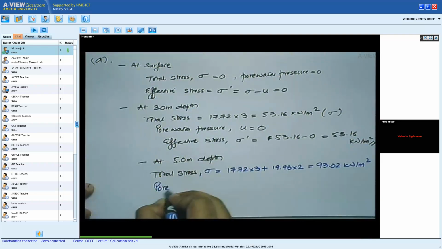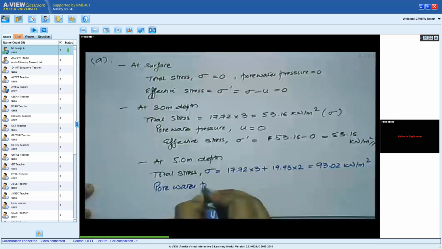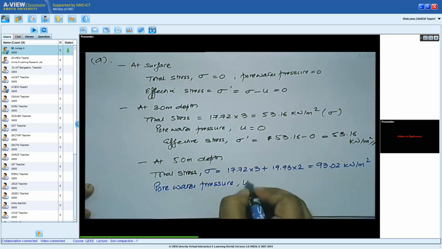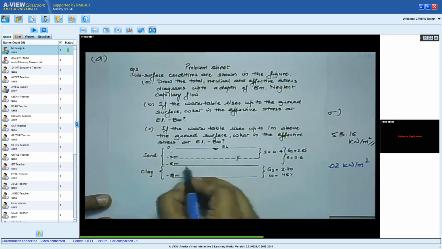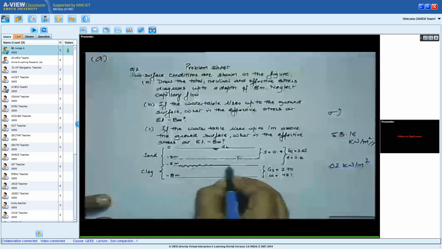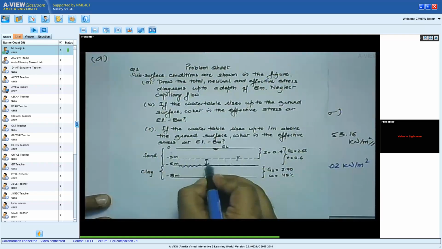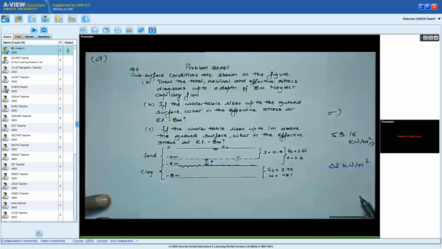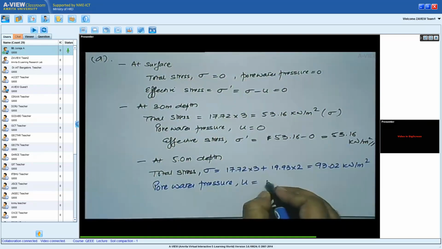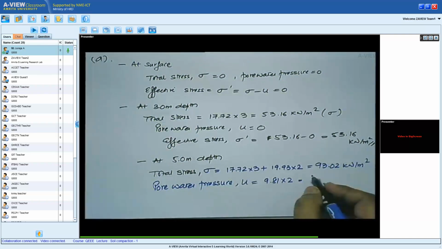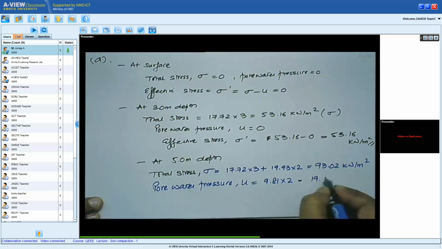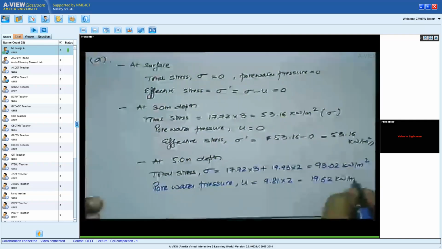What about pore water pressure? Pore water pressure is u. If you look at the figure, I'll bring out the figure again. We are somewhere here. We are looking at 5 meter depth, that's this level. Your pore water pressure is 2 meters; you're looking at 2 meters below the groundwater table level. So pore water pressure should be the unit weight of water, 9.81, times 2. That gives you a number which is 19.62 kilonewton per meter square.